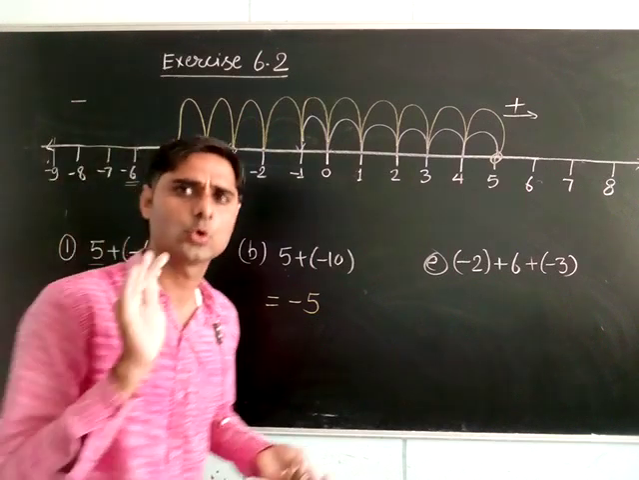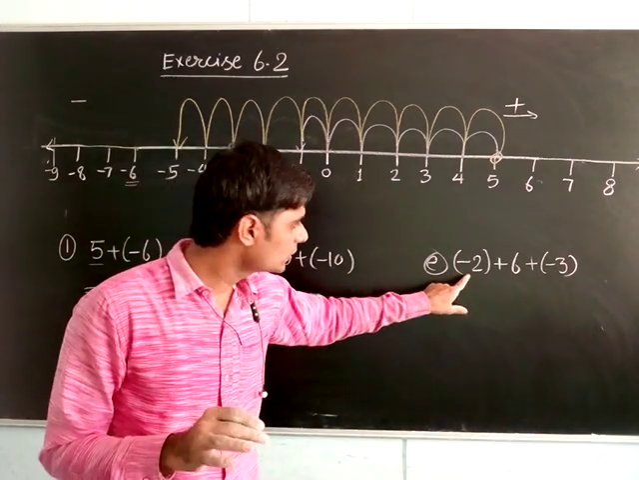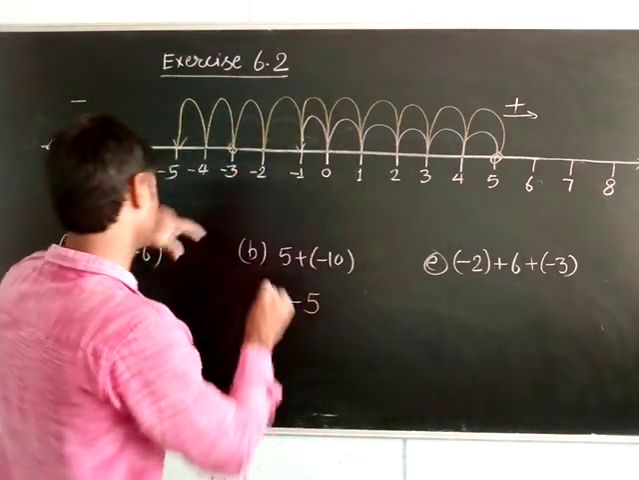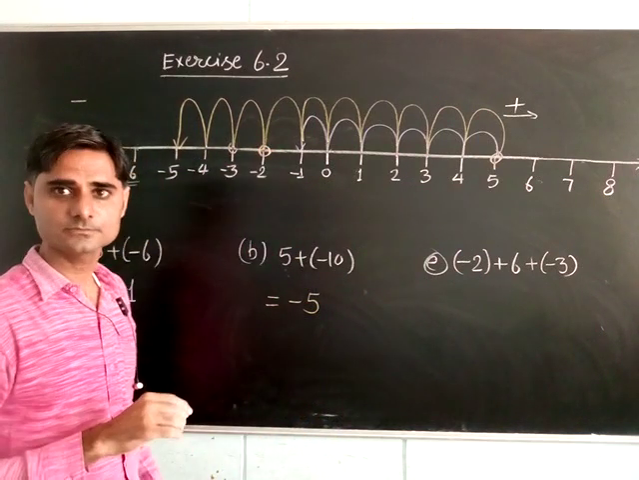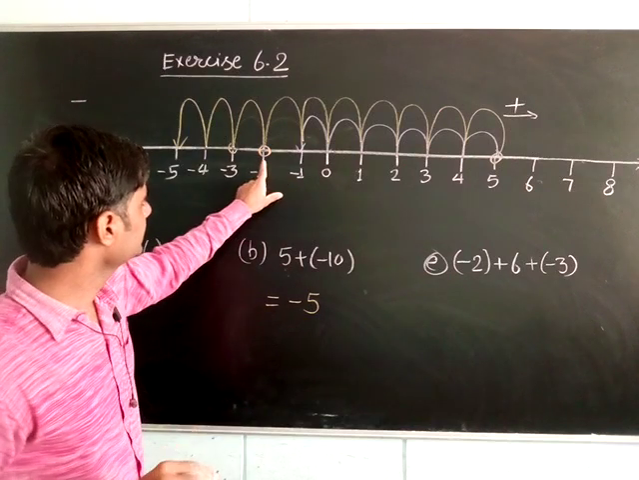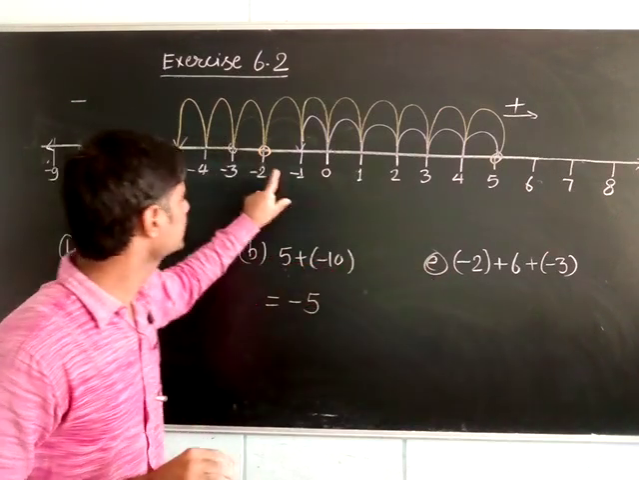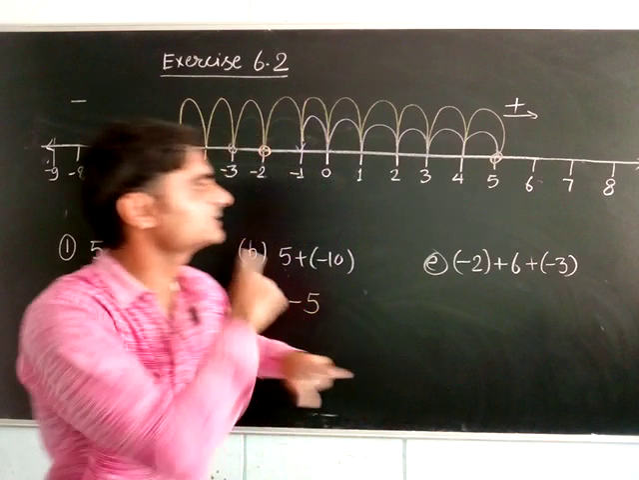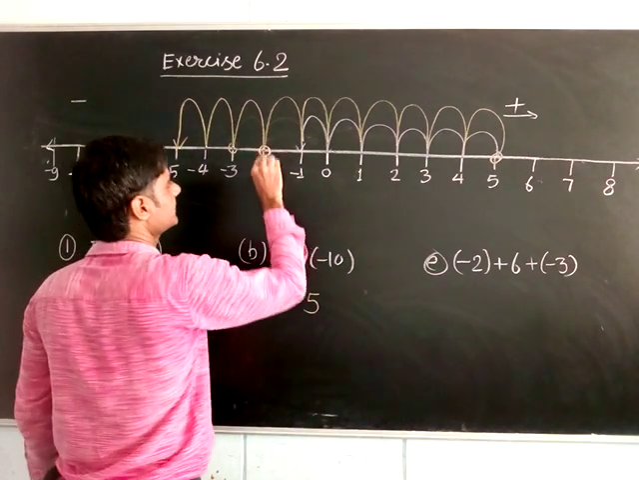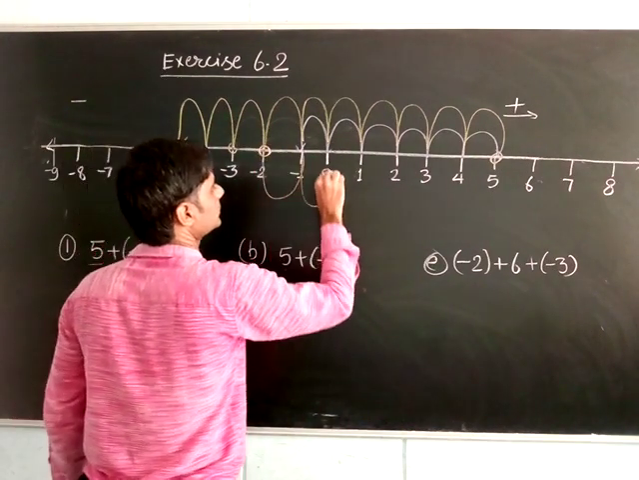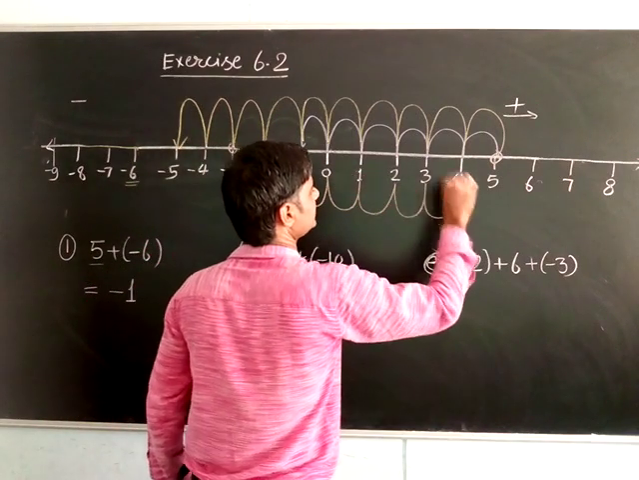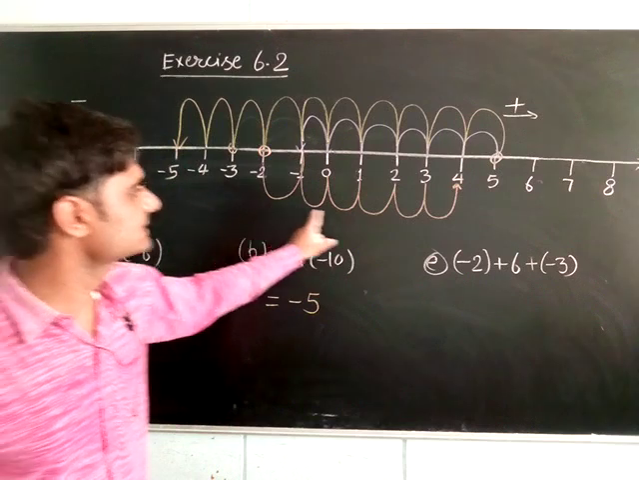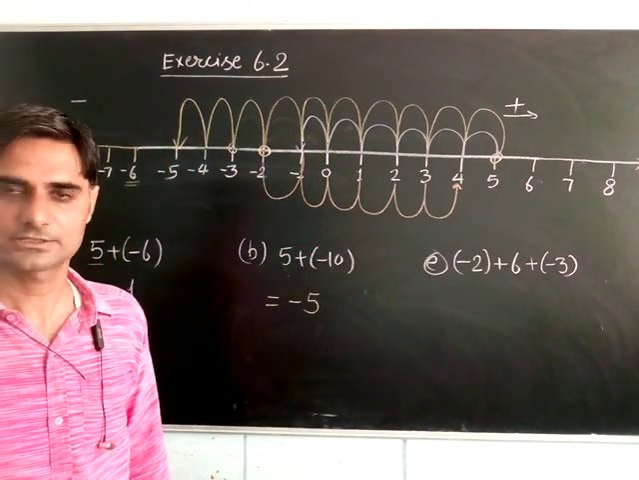So first of all go on minus 2. Where is minus 2? We are here for the third question. Right? We are here on the third question. So minus 2 is there. Okay. After that plus 6 means positive side. So plus 6 will be 1, 2, 3, 4, 5, 6. We are here, 6 steps on the positive side.